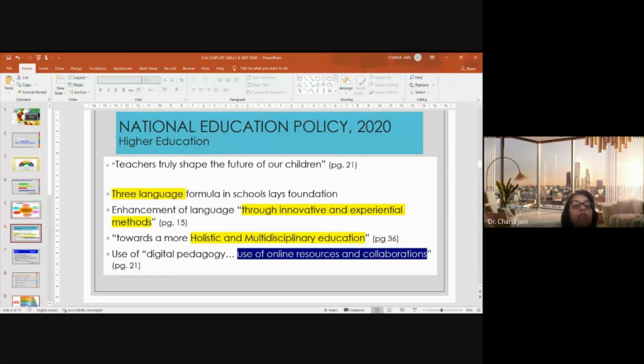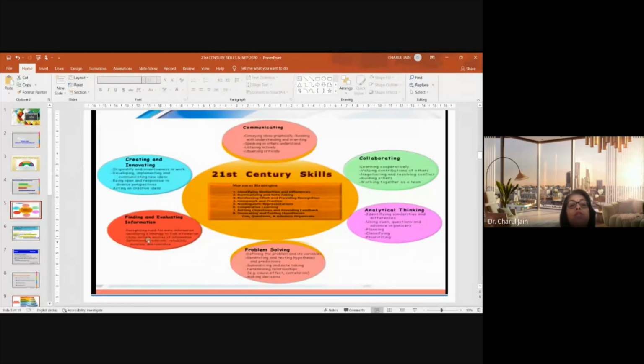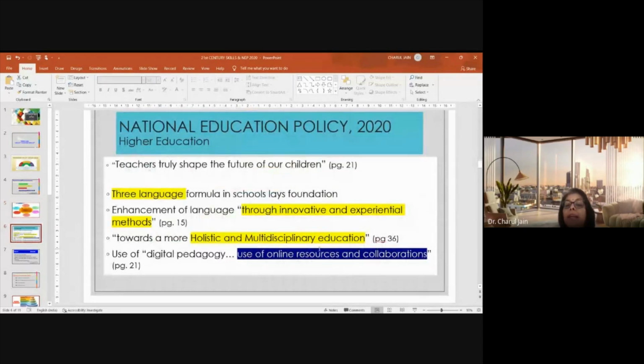So I go back to my previous slide. It is not only information that is passed on, but it is also analytical thinking about what has been mentioned by the teacher, how relevant it is, how useful it is. The second thing that national education policy talks about is a holistic and multidisciplinary education.